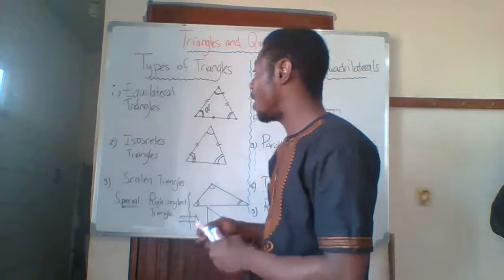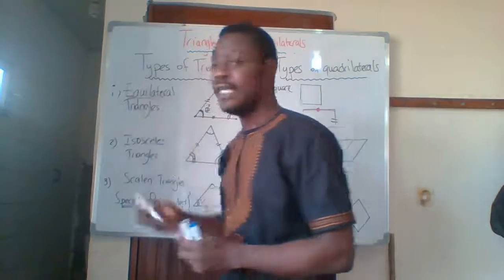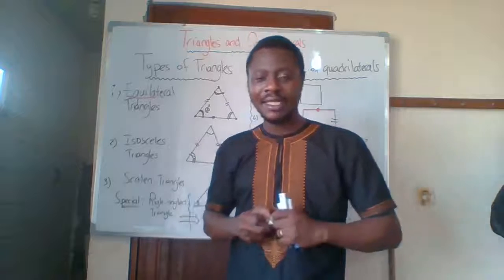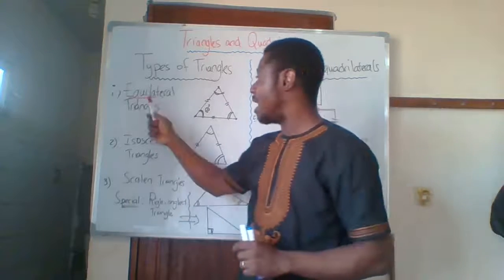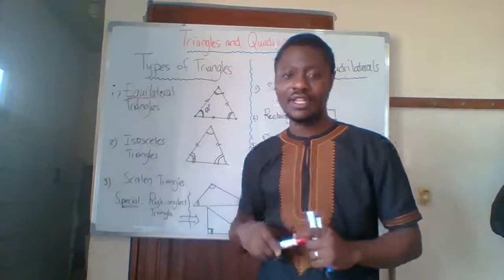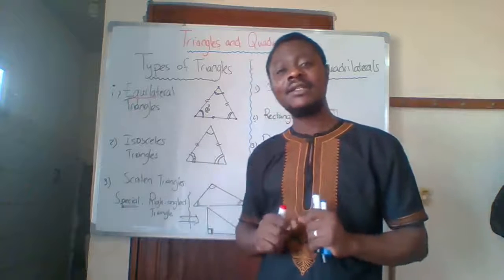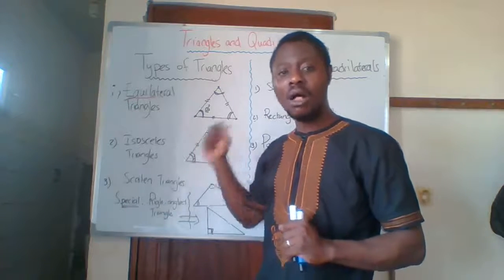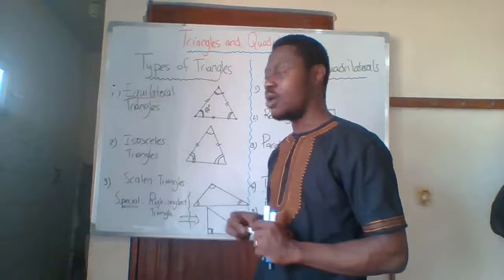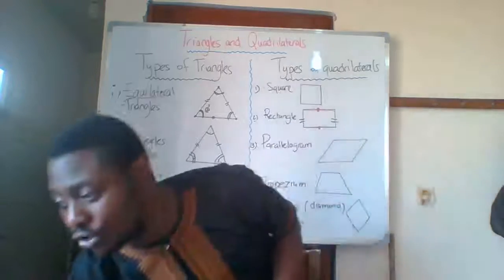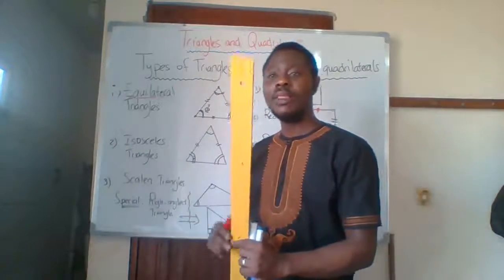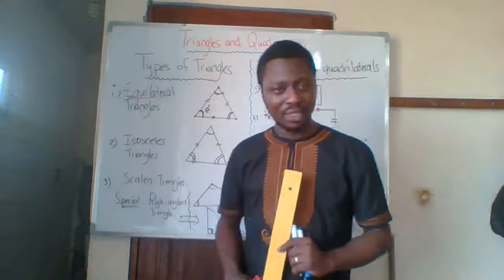In the equilateral triangle, there's this word which looks like equal, the word equal. In an equilateral triangle, think about the word equal. It shows you that the three sides in the triangle are all equal, and the three angles are all equal. I use my ruler to draw this triangle, and I measure the sides. How do you know that the sides are equal?